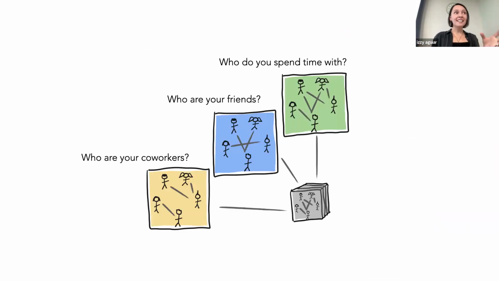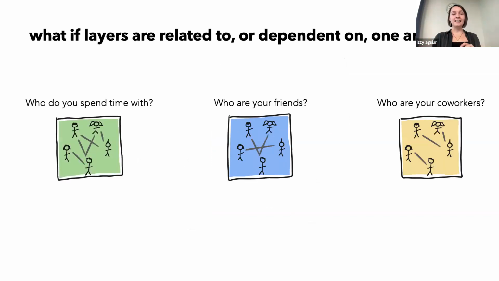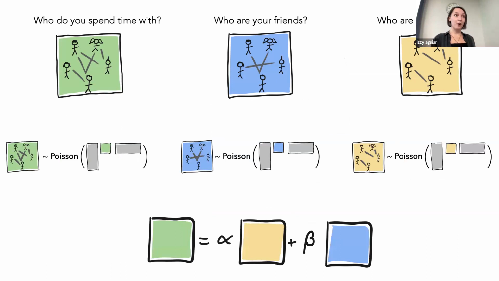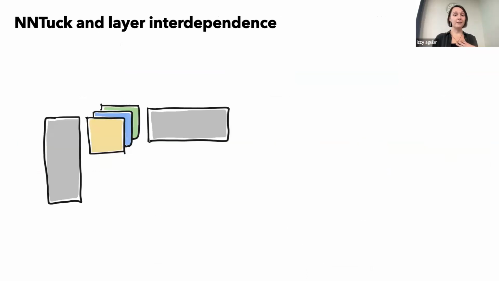But if we consider the actual questions behind this particular multi-layer network, as well as the color hints that I've given with green and yellow and blue, then it might be reasonable to ask, what if the layers are related to or dependent on one another in some way? Specifically, what if the generative process that describes who I spend time with is some sort of combination of the generative process of the people who are my friends and the people who are my coworkers? So mathematically, what if that affinity matrix for the spend time with layer is some linear combination of the affinity matrices for the friends and the coworkers layer?